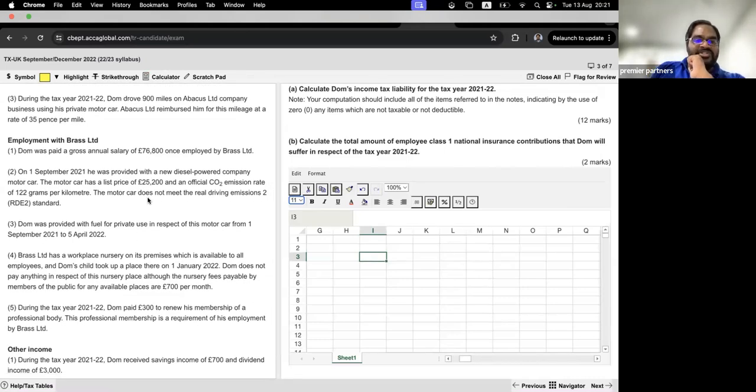On 1st September, he was provided with a new diesel-powered company motor car. The motor car has a list price of £25,200 and an official CO2 emission rate of 122 grams per kilometer. The motor car does not meet the real driving emission, that means RDE2 standard. So it's not meeting the standard. So simply we need to calculate the car benefit and proportionate that also for the number of months. It is given in September. So September means September, October, November, December, January, February, March. Only 7 months. Agree? Great.